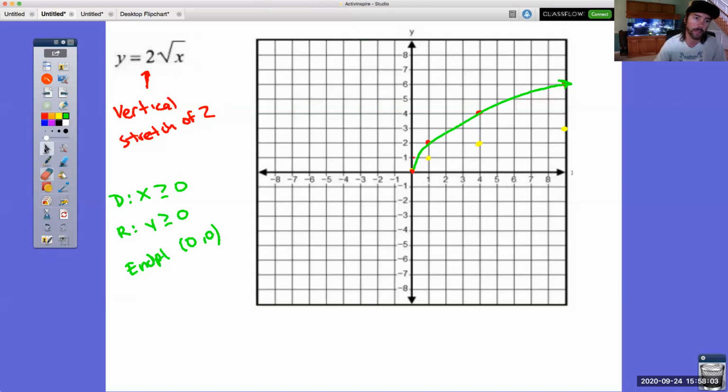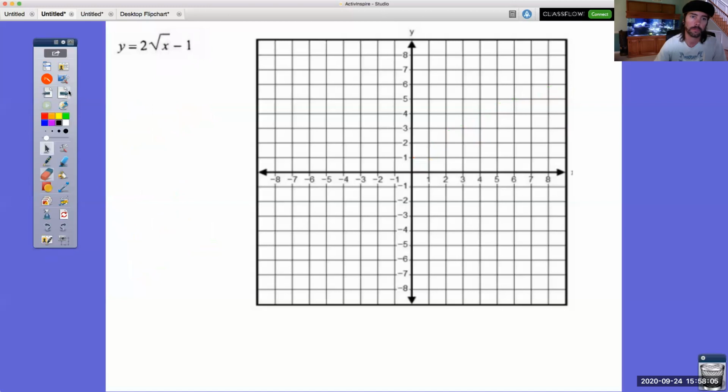Here's your next question. 2 root x minus 1. Minus 1's on the outside. You need to know what the 2 does. You need to know what the negative 1 does. We just did one with a 2, so there should be no surprises there. Hit pause. Come back when you're ready.